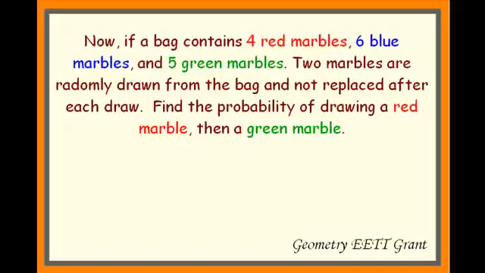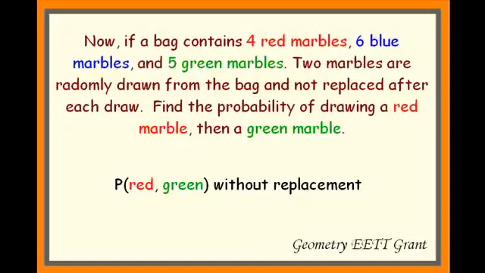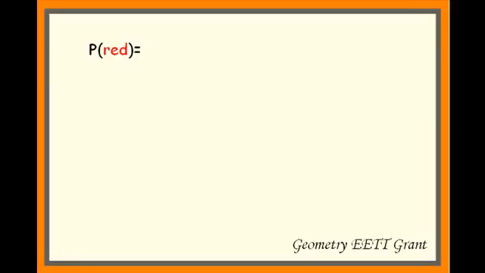So what does that mean on this one? Well, this is called probability of red and green, but without replacement, because we're not going to put that marble back in the bag. Well, how do you do a problem like this then? Well, the start is very similar.